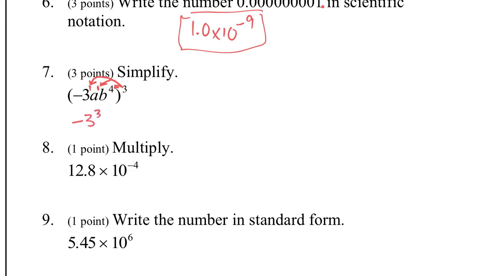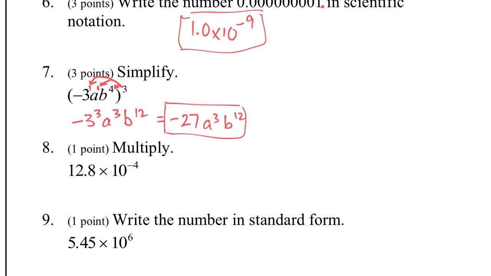and a to the third power, and then b to the 12th power, because we're multiplying those: 3 times 1, 3 times 1, 3 times 4. Negative 3 to the third power, that's negative 27. And then a to the third and b to the 12th. There. Okay. And then we get into, all right, multiply this.